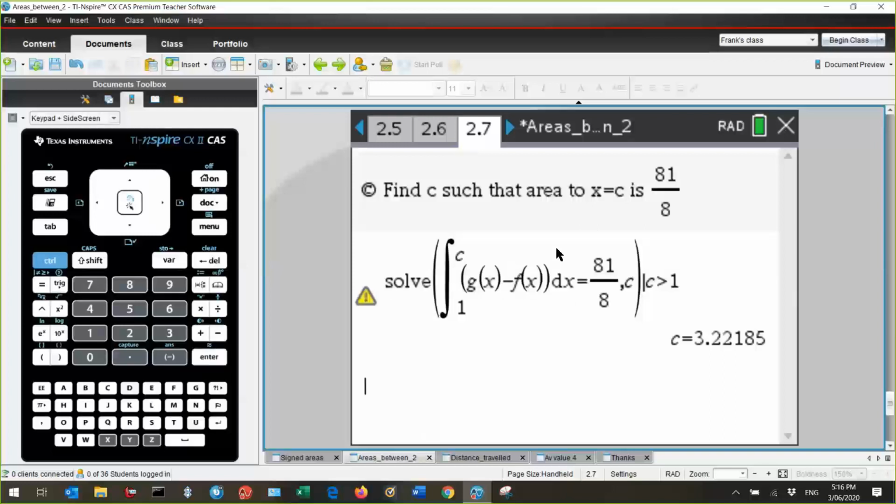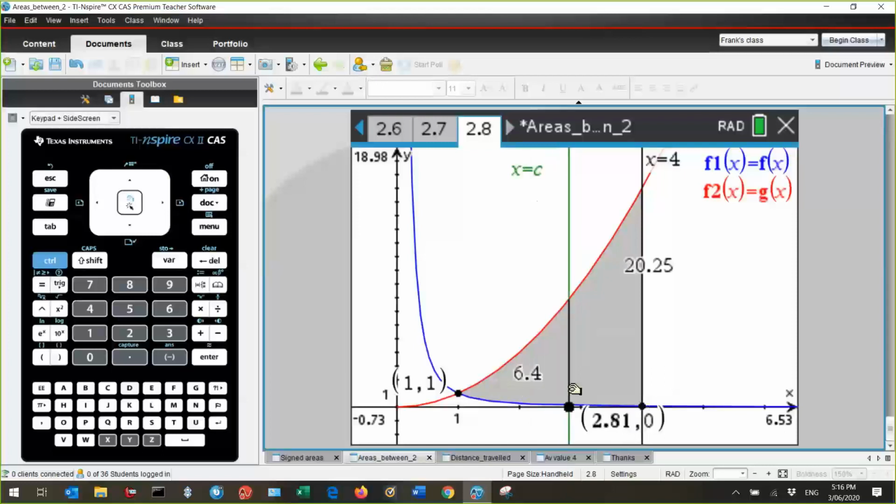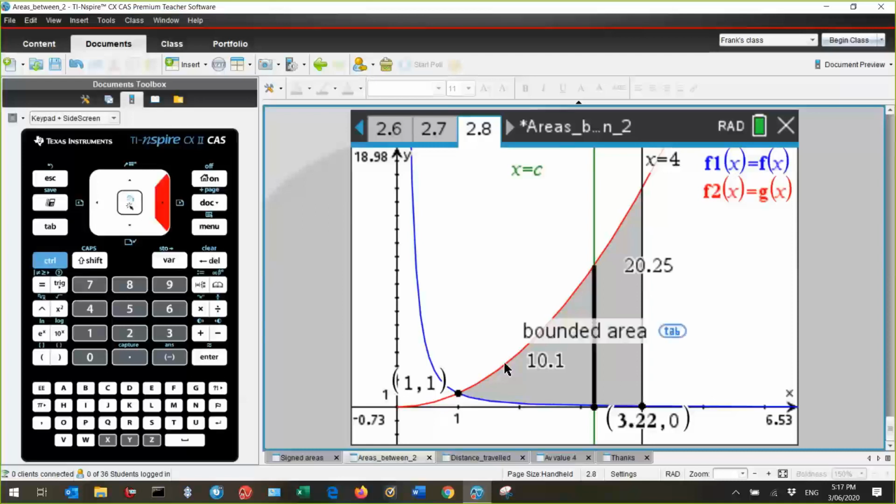So let's have a look at that graphically. So what I need, this is my line x equals C here in green, so I need that area to be about 10 1/8. So round about there somewhere. So round about the 3.22, 3.33. Okay, so using the graphs application, you can get a good interpretation of what's happening, relate the algebra and the calculus with what's happening graphically.